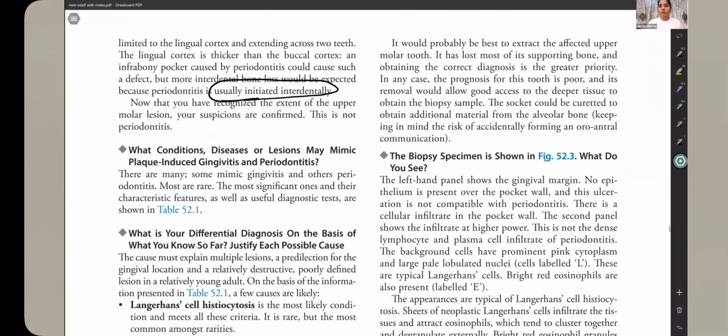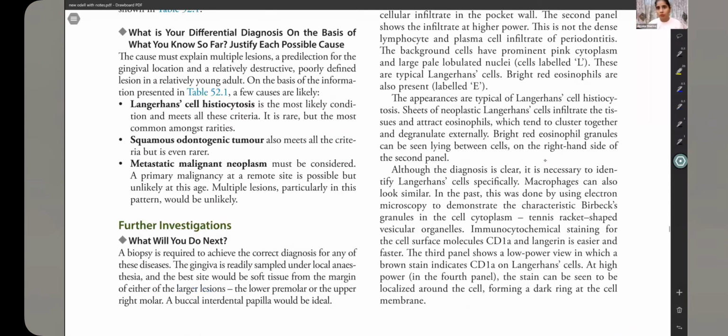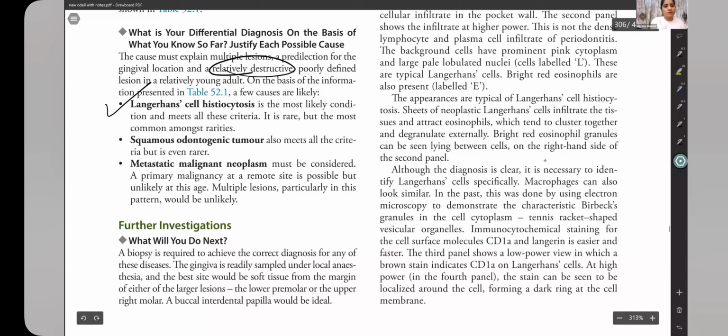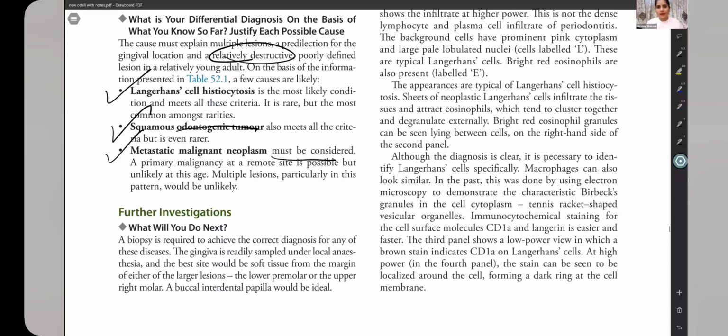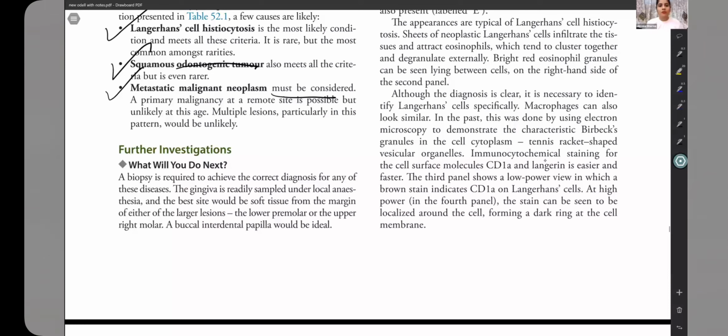So what is your differential diagnosis on the basis of what you have seen so far? Because most of the conditions in those tables did not involve the bone and only a few involved the bone and gave this destruction. That is why Langerhans cell histiocytosis, squamous odontogenic tumor, and metastatic malignant neoplasm are the most likely differential diagnosis. Among these, the most common amongst the rarest is Langerhans cell histiocytosis. Although the tumor also meets all the criteria, it is rarer than Langerhans cell histiocytosis, and metastatic neoplasm must also be considered, and a primary malignancy at a remote site is possible, but unlikely at this age of the patient. And multiple lesions, particularly in this pattern, would be unlikely.